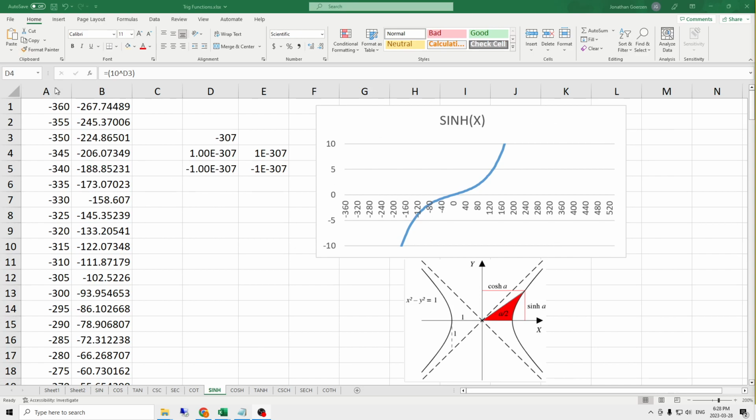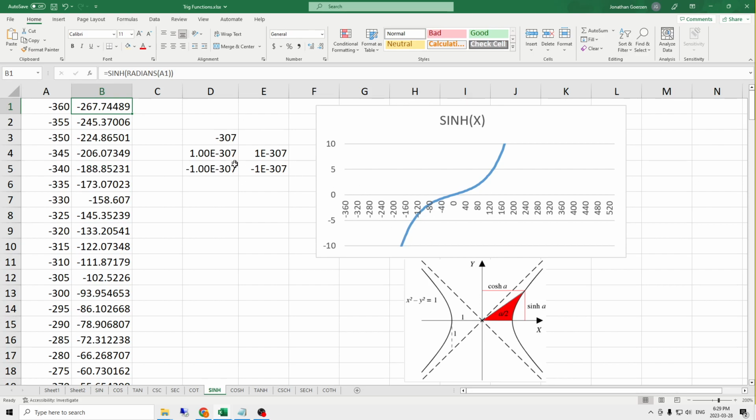To show this function, I've generated a large number of values in degrees, and then in column B converted them to radians and taken the hyperbolic sine of that. And we can see that this extends to a very large value as x increases in the positive direction, and a very large negative value as x increases in the negative direction.